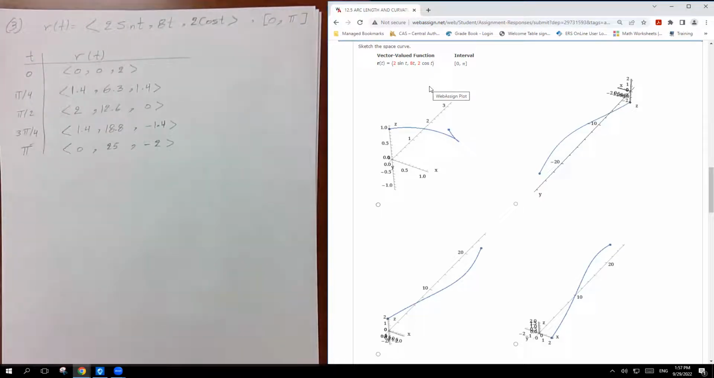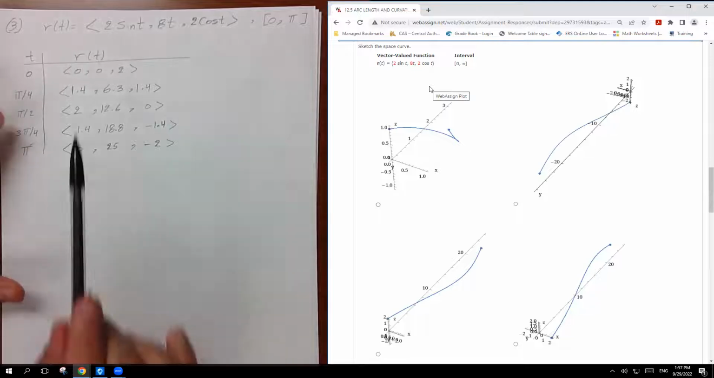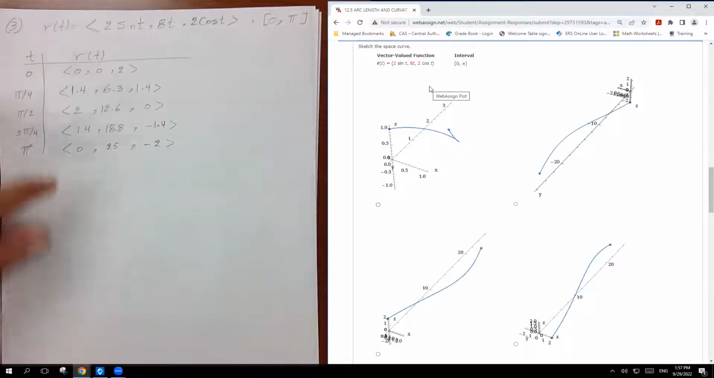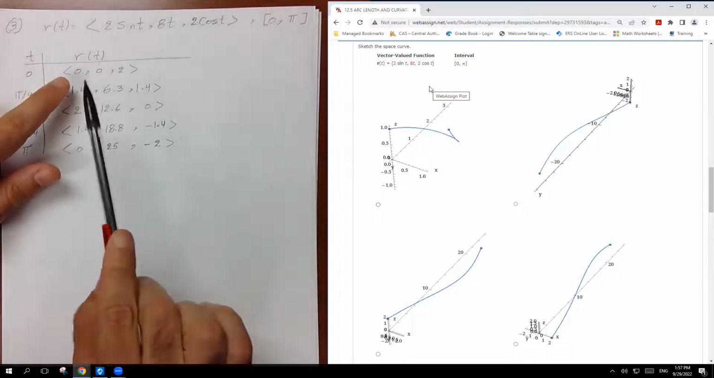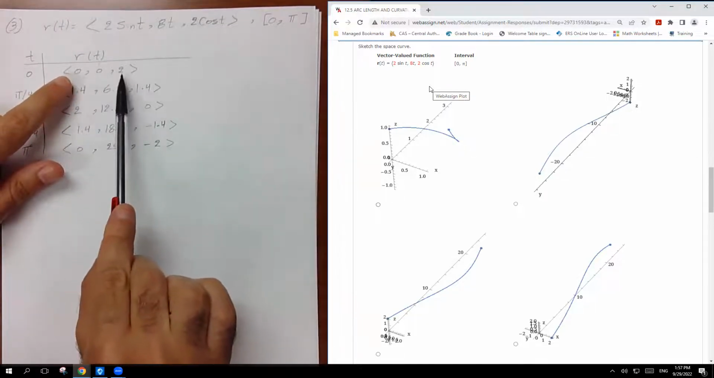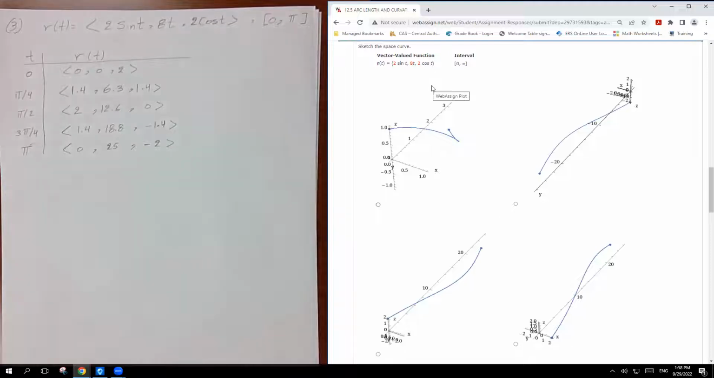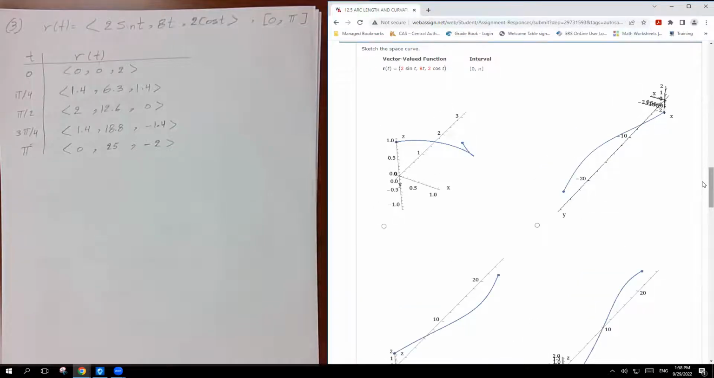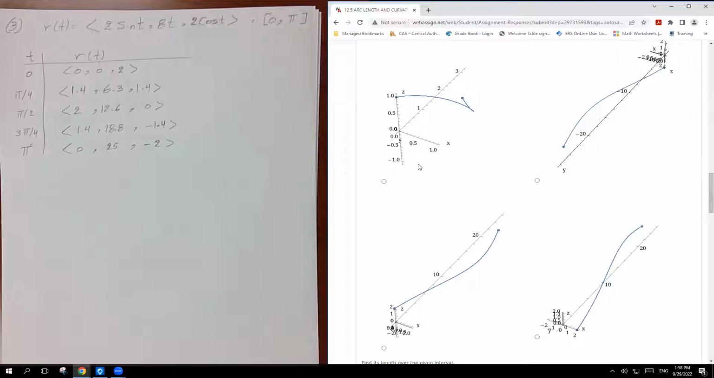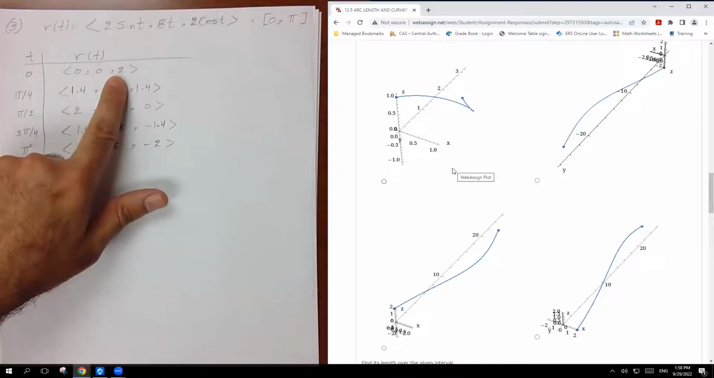But let's check which one is going to be the graph. I'm going to start from this point. In fact, you have to use all the points to graph it. But let's look at the first point, 0, 0, and the z coordinate is 2. So let's check the points: 0, 0, and the z is 2. So this one, first of all, 0, 0, 2, the z is positive.